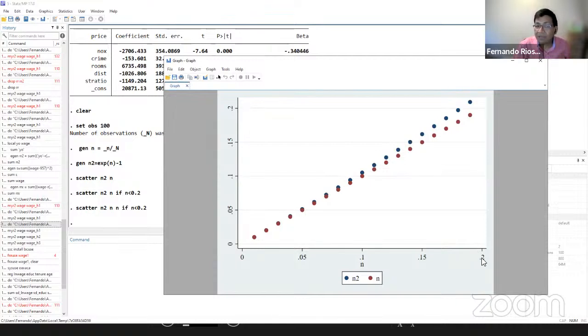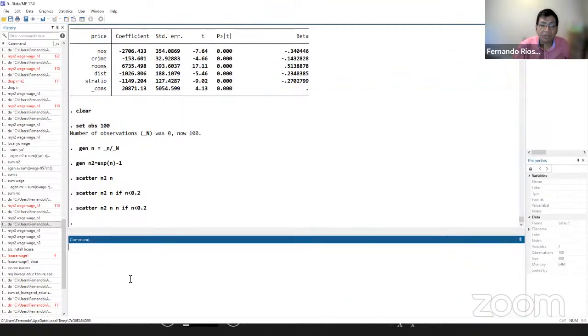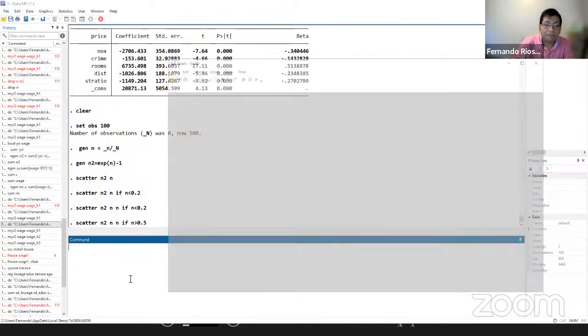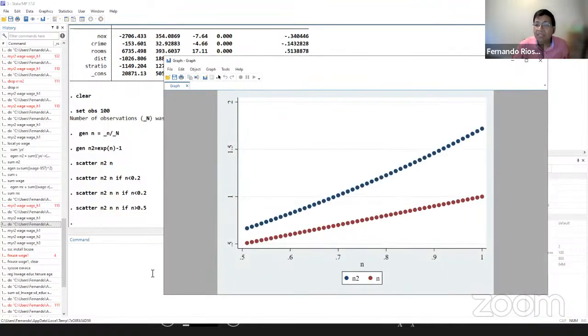Even if you go as far as 0.2, probably the approximation difference will just cause you a 0.2 difference over here. So not much to be concerned about when you try to make the interpretation of the coefficients. However, if we start seeing factors that are beyond, let's say, 0.5, then we're starting to make very important differences on the numbers.